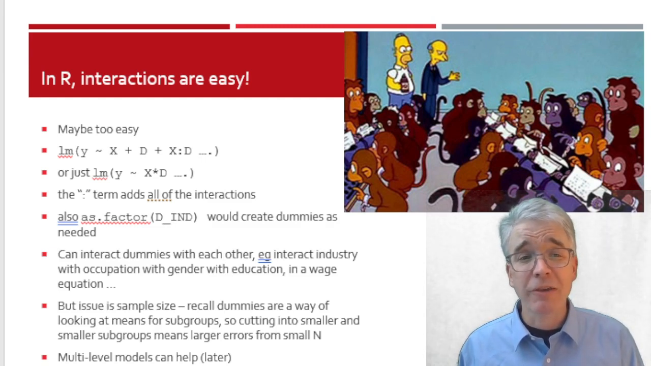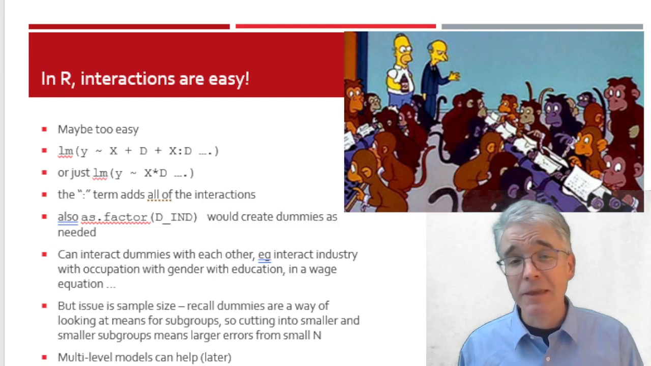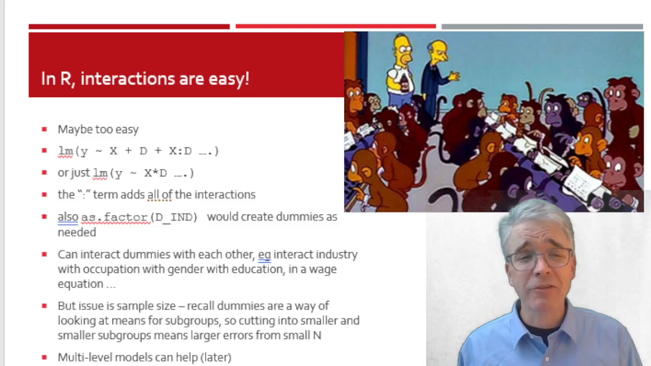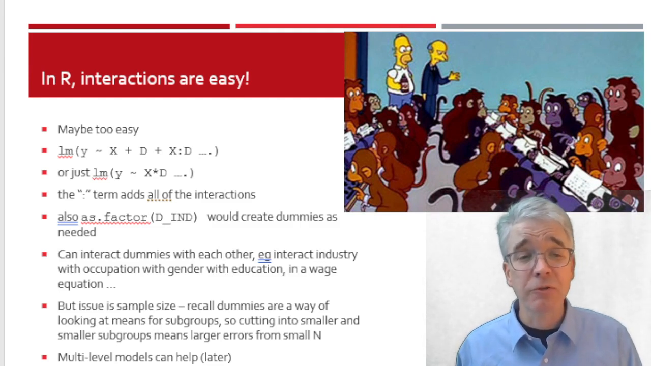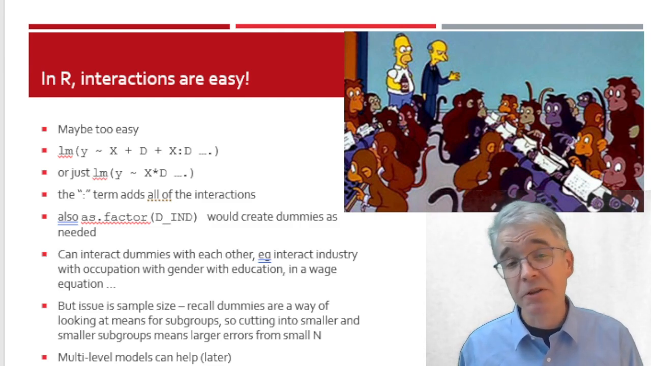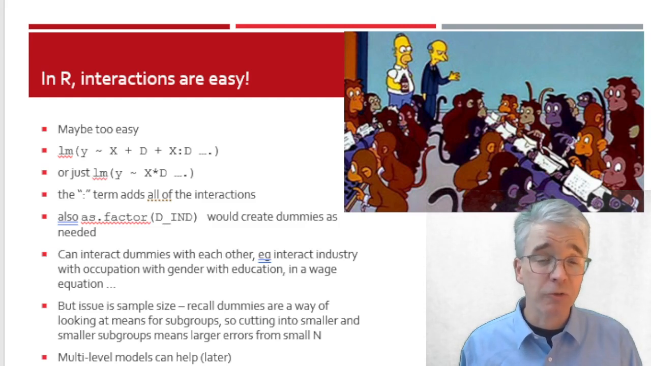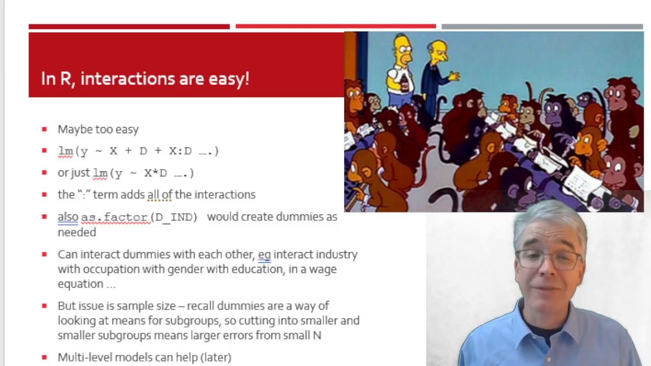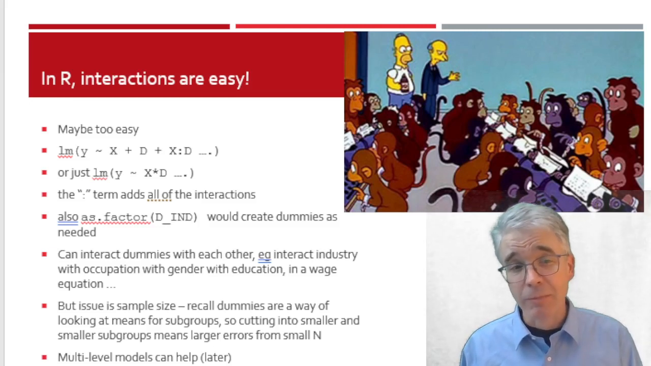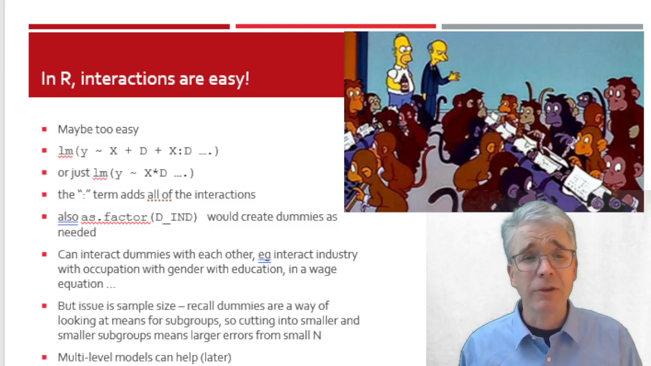Dummy coefficient estimates are based on means of subgroups. To estimate industry, occupation, gender, and education dummies, must look at what is the average wage of each of those interactions. People in a particular industry, particular occupation with a particular gender and a particular educational qualification, what is their average wage compared with people in the next industry or the next occupation or next gender or next education?